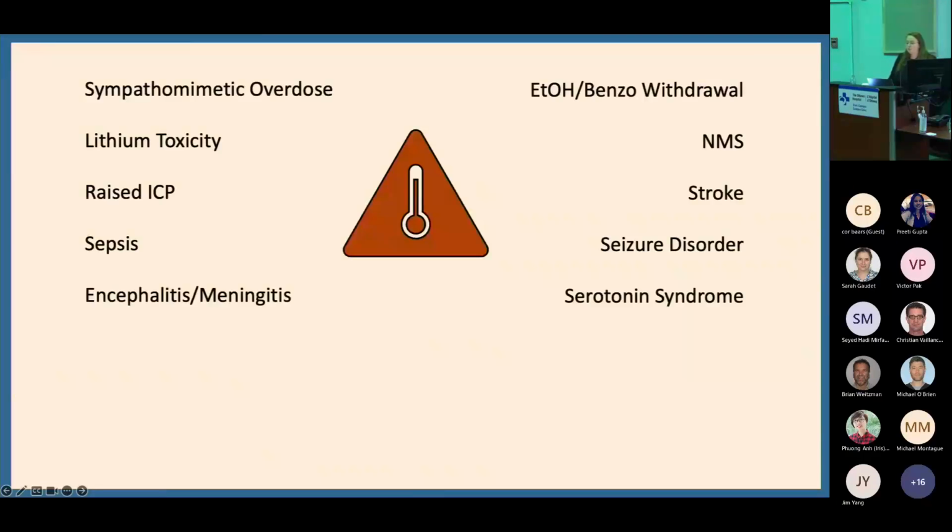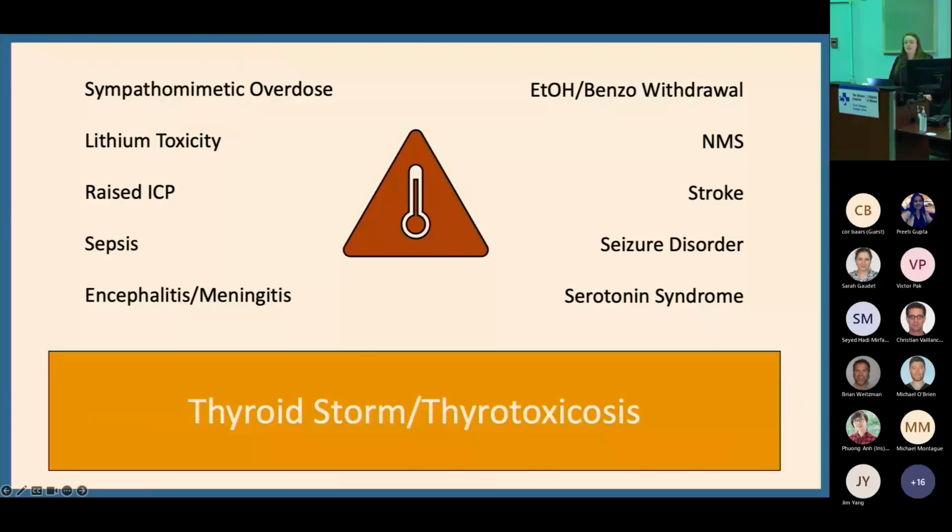I'm sure with that prompt you probably had a differential in your mind that looked a little bit like this, the so-called hot and bothered differential. However, as you've probably gathered from the objectives of the presentation that were circulated by Rachel, there's a particular entity that should always make it on your differential for this type of presentation, and that is thyroid storm or thyrotoxicosis.